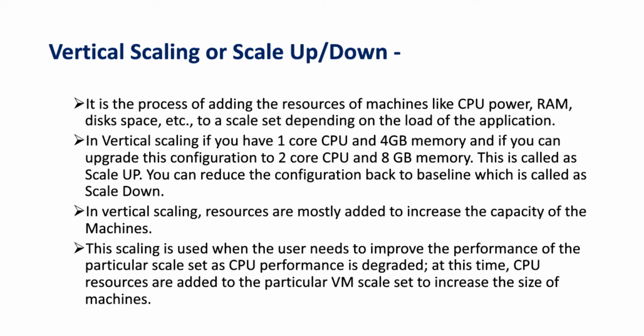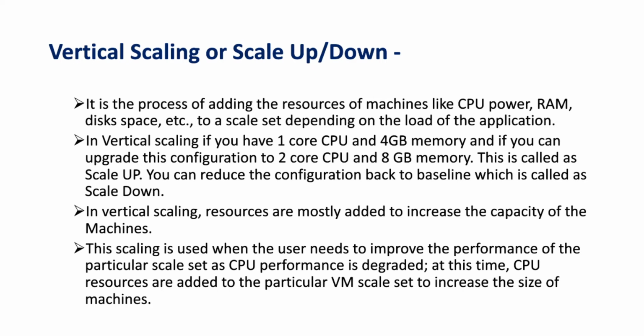In vertical scaling, resources are mostly added to increase the capacity of machines. Generally, we use vertical scaling when we need to add more resources to the virtual machines. This scaling is used when the user needs to improve the performance of the particular scale set, as CPU performance is degraded at this time.